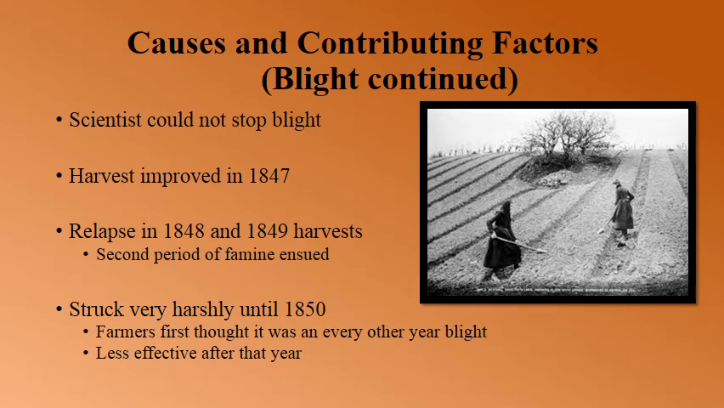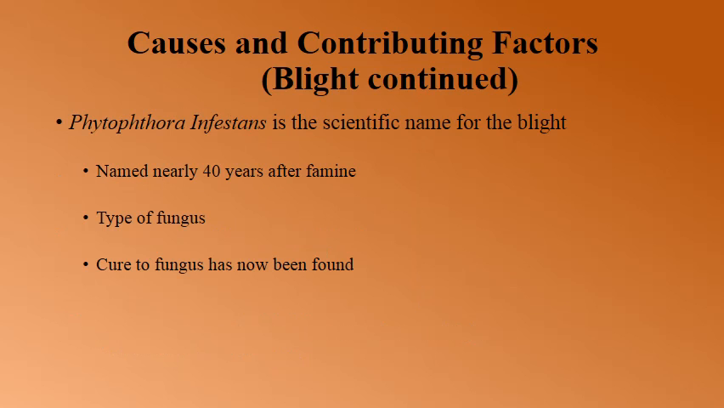And after 1850, it was much less effective, but it did last until about 1852, just not nearly as bad as the first couple of years. I have listed here the scientific name for the blight. Scientists figured out what it was and named it about 40 years after the famine, so they were not very helpful in fixing the problem.